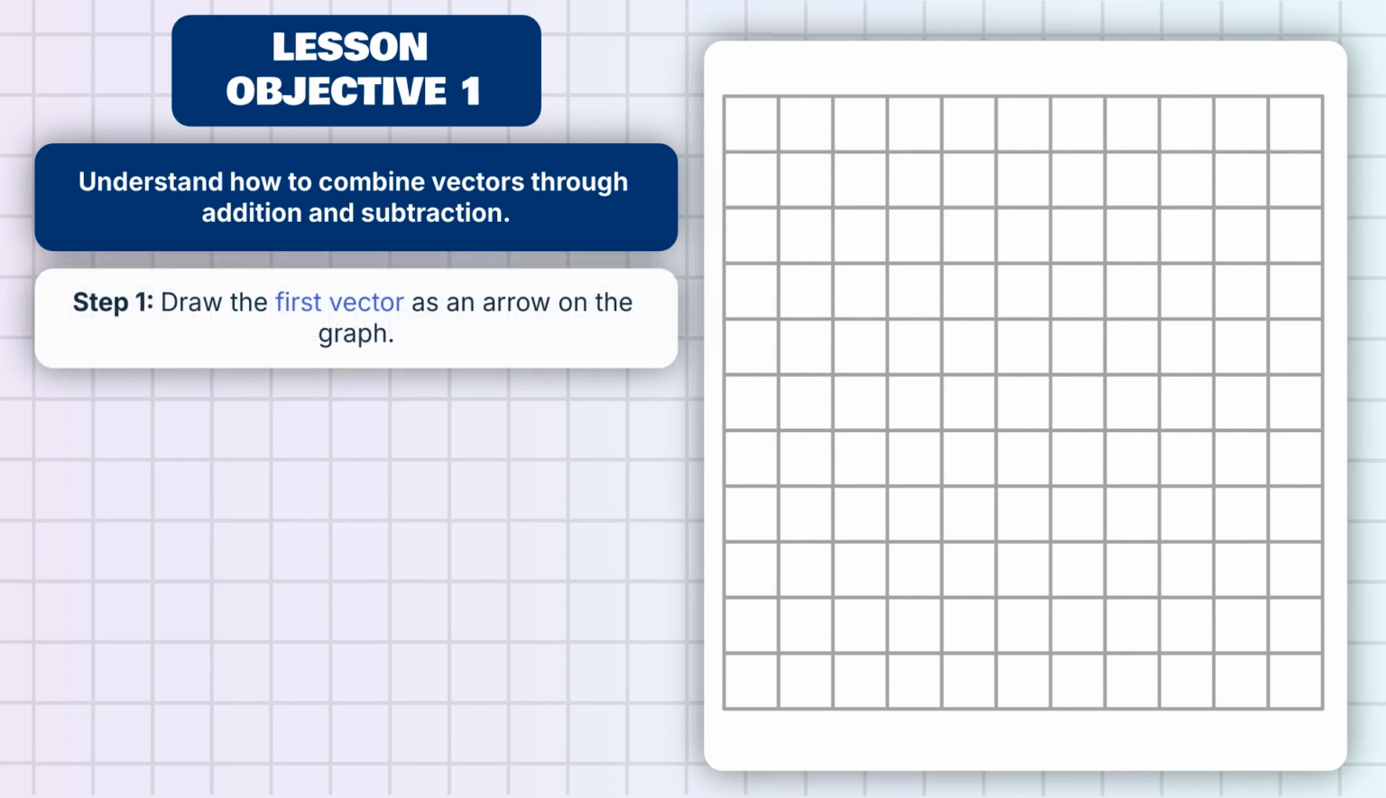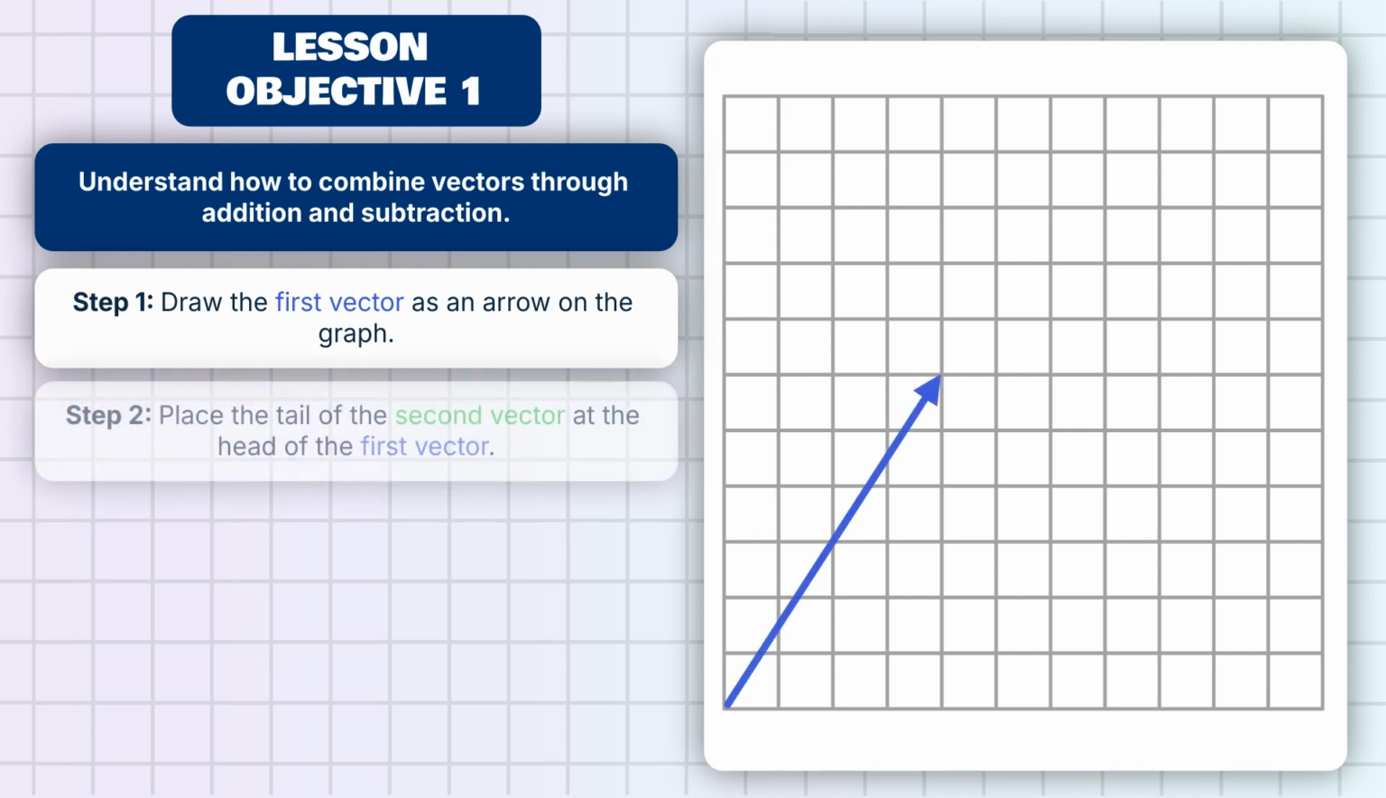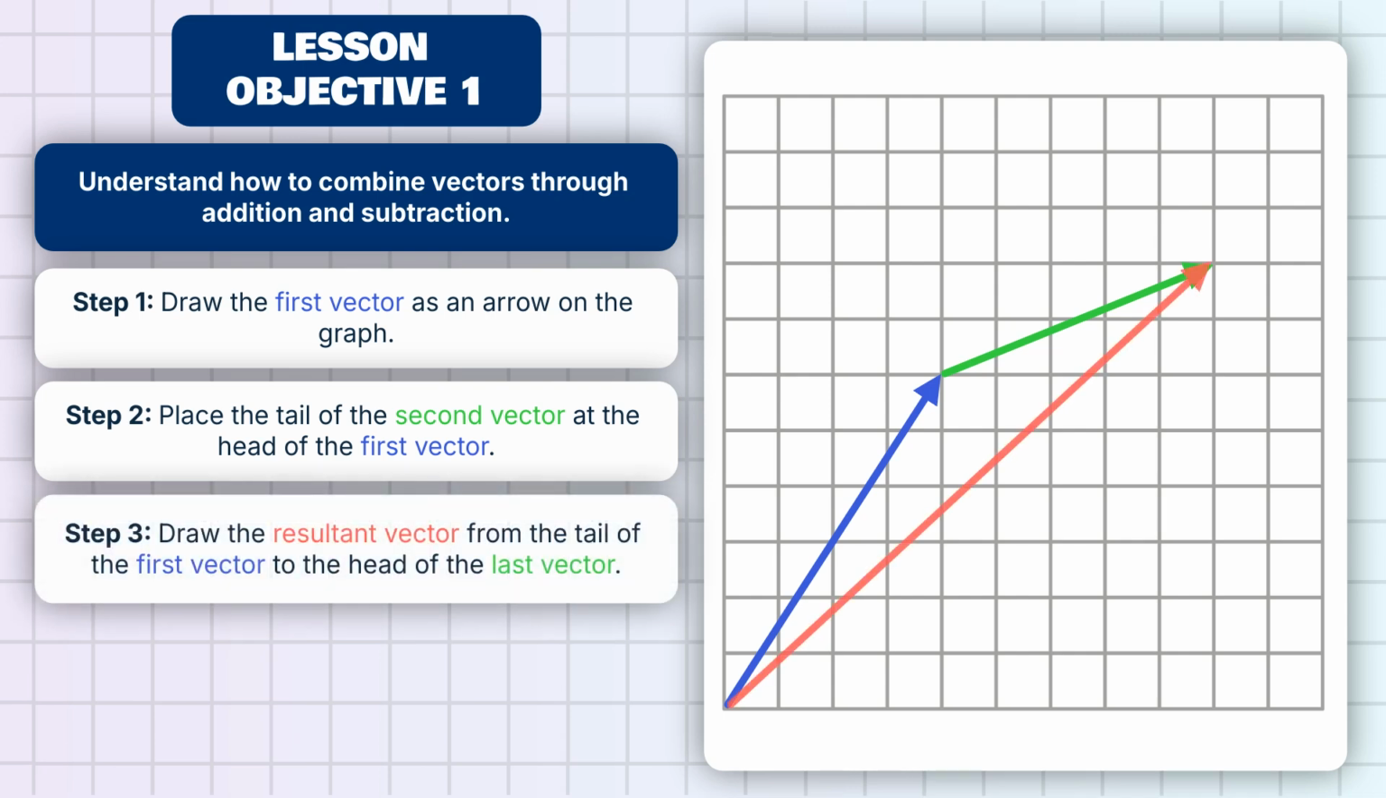The first step is to draw the first vector as an arrow on the graph. Next, place the tail of the second vector at the head of the first vector. Then, draw the resultant vector from the tail of the first vector to the head of the last vector.